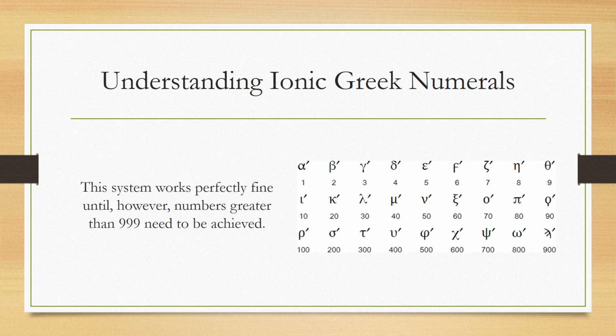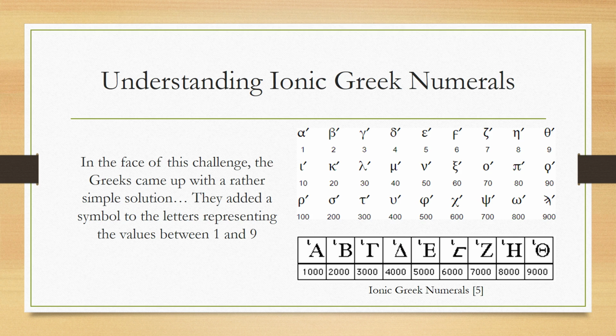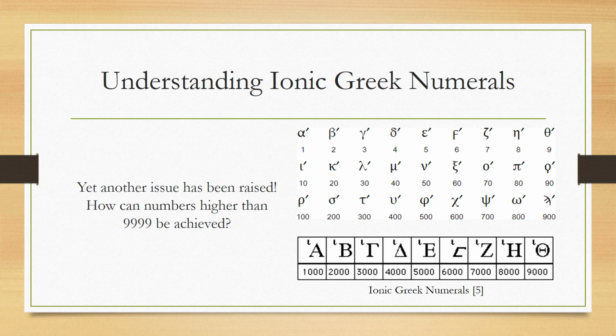This system worked perfectly fine until, however, numbers greater than 999 needed to be achieved, in which case the Greeks came up with a very simple solution. They would put an apostrophe-like symbol, or an iota symbol, to the left of the base 9 numbers, to indicate that it's 1,000, 2,000, 3,000, etc.